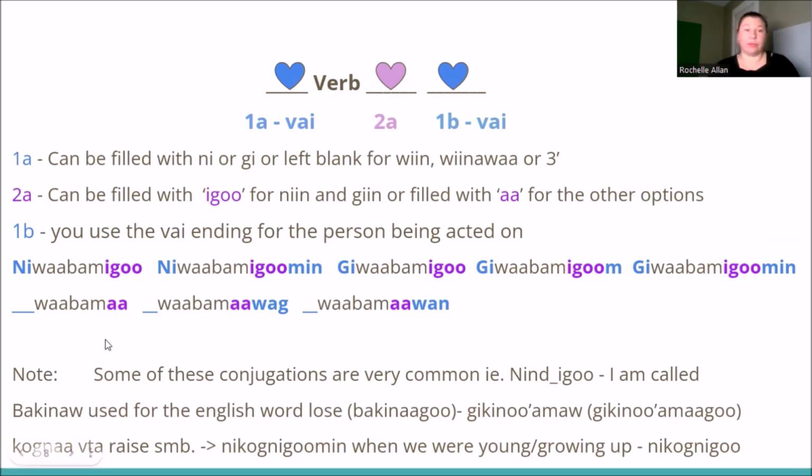When we get down to the third and fourth person, we don't have anything at the beginning. Some people may have an O. So we just use our a for the third person singular, he or she is seen. For this, we have the a plus wug. So wabamawug, they are seen. And our obviate option, wabamawin. And as I mentioned before, there are some ones that come across very commonly, like I am called.